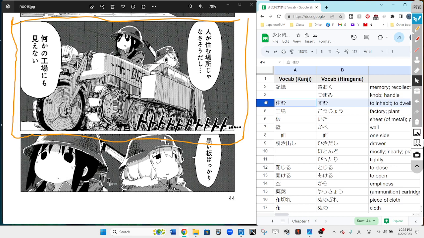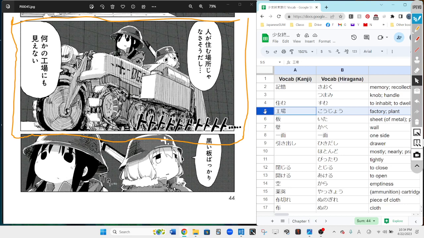I think that says hito ga tsumu basho. I think that's a basho, isn't it? Hito ga tsumu basho janasa so dashi, nani ka no bojo ni mo mienai. So I think it means nasa so is does not look like. Yeah, it doesn't look like anybody lives here or around here.